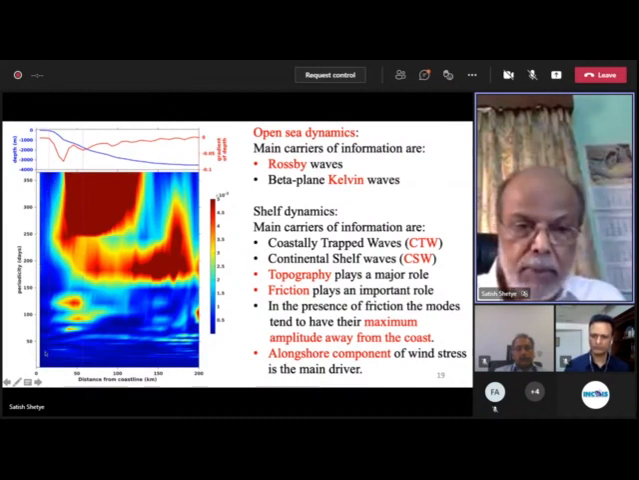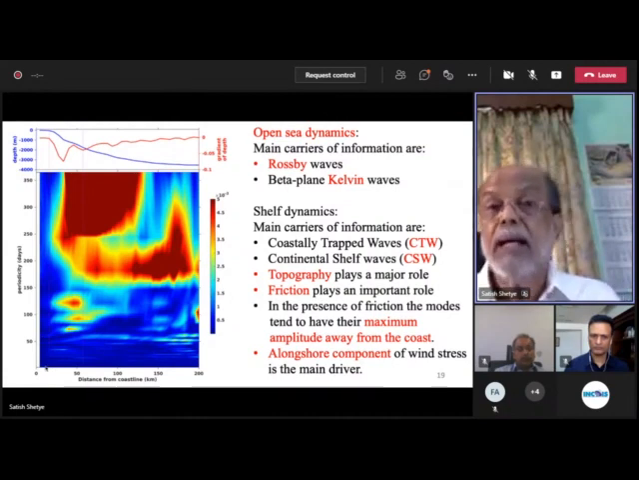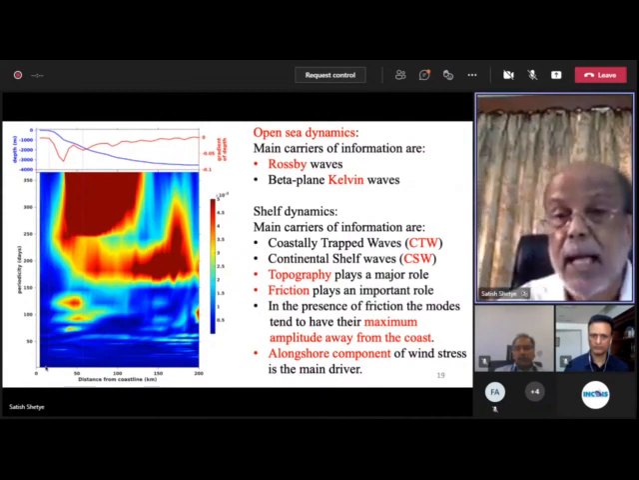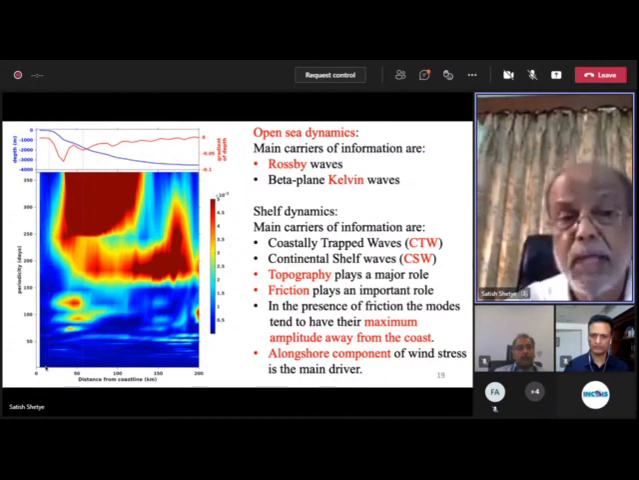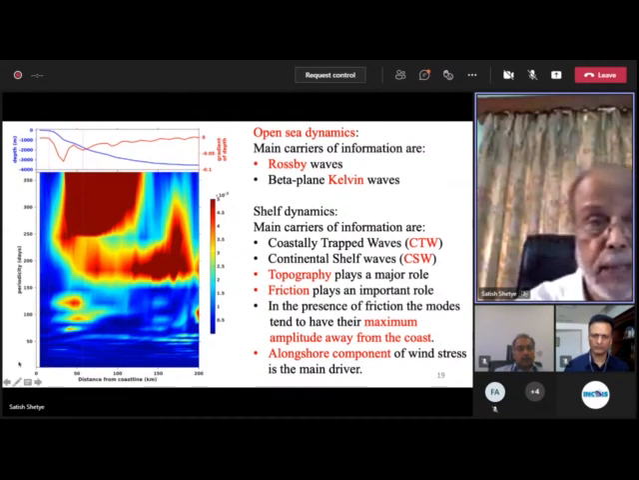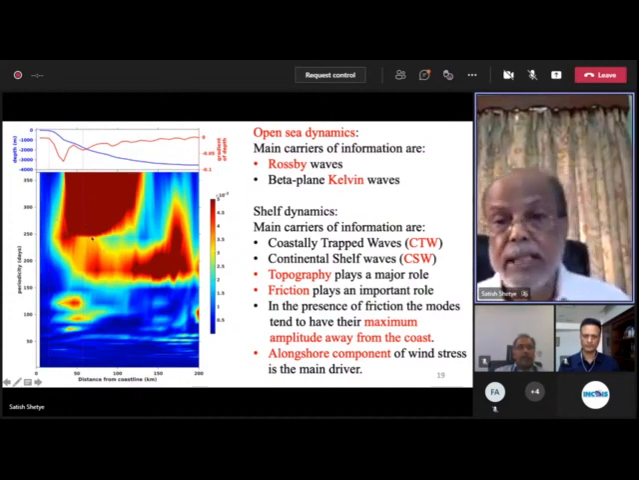Only when you come to periods less than about 50 days or so, you find some energy, and that too confined to the shelf break. You don't find anything very close to the coastline. And I think this was the main message to come out of this entire analysis. It tells you that we must now look for what is different about what happens on the shelf from what happens on the slope and the deep sea.